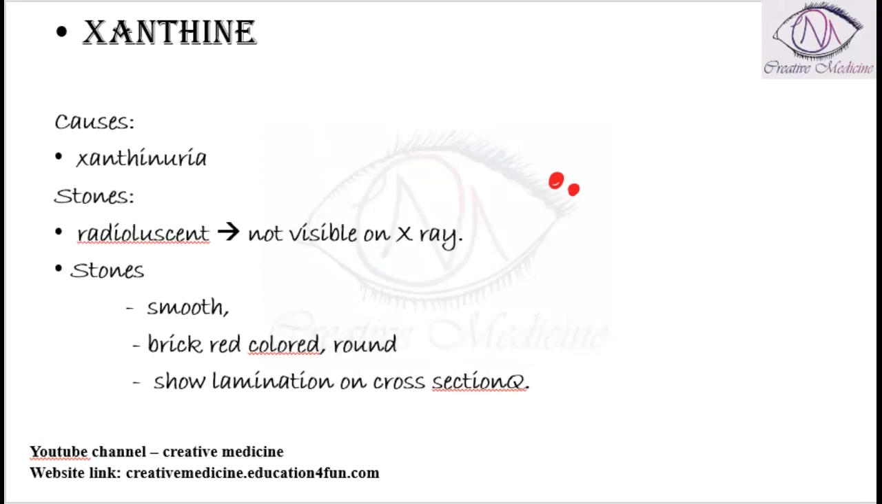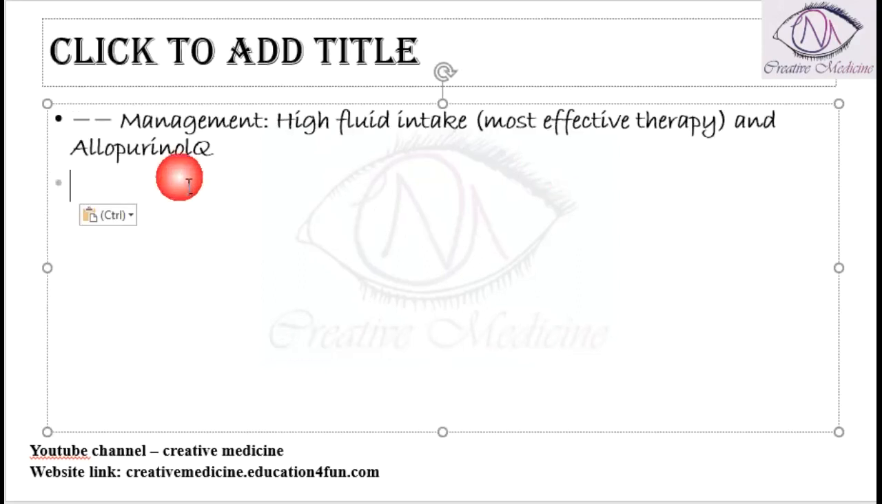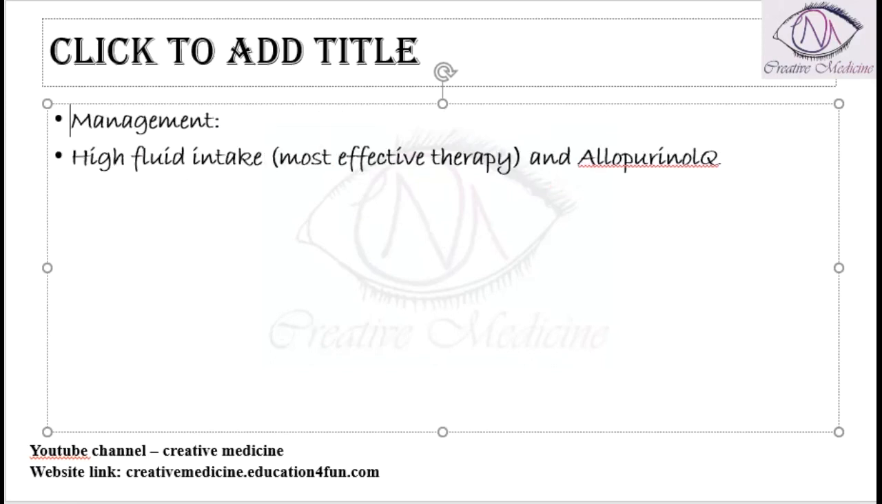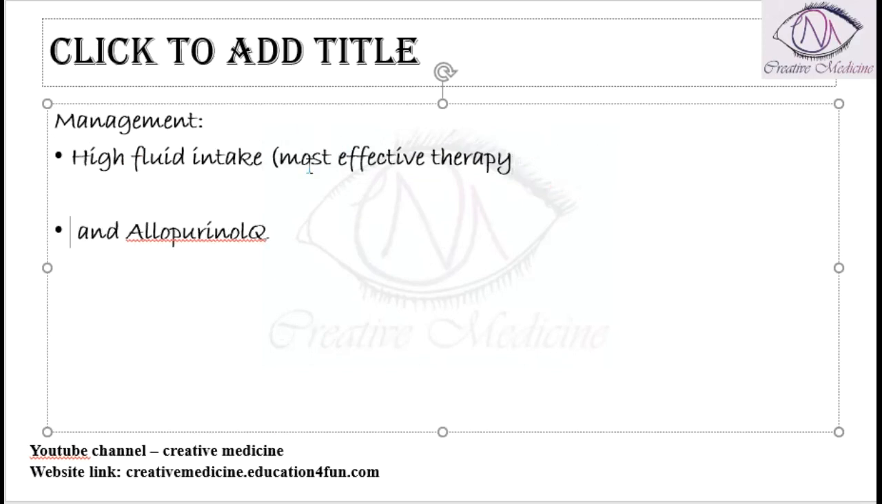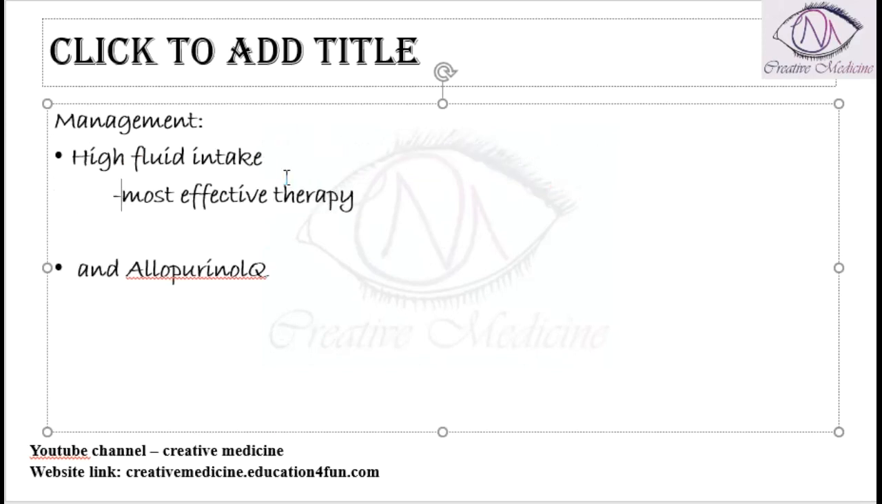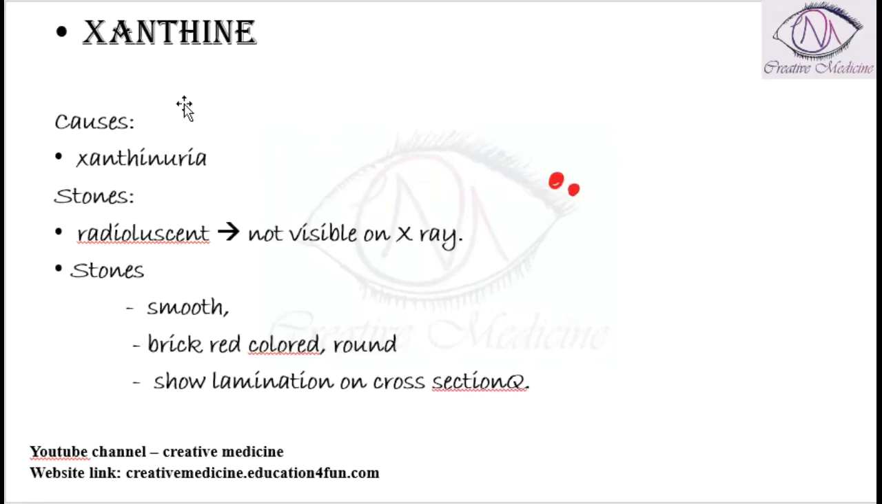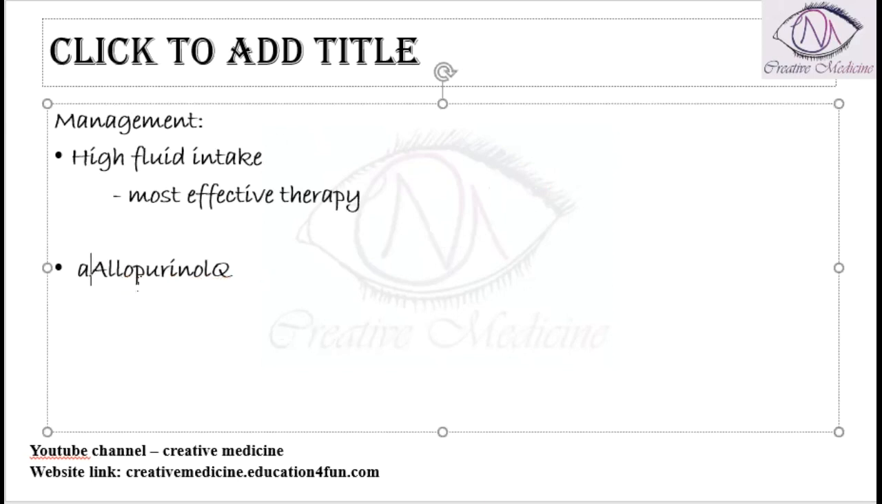This is xanthine stones. Now, the treatment of xanthine stones can be managed by high fluid intake. High fluid intake is the most effective therapy for xanthine stones. Why? Because xanthine stones are caused by xanthinuria. Whenever xanthine is there in the urine, because of supersaturation, xanthine stones are formed. So if you give high fluid intake to the patient, supersaturation will not occur easily, and thus xanthine stones are not formed. Allopurinol can also be given in xanthine stones.